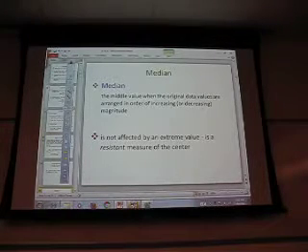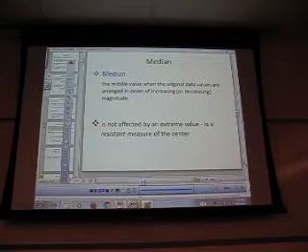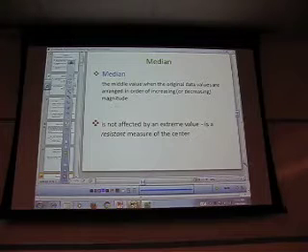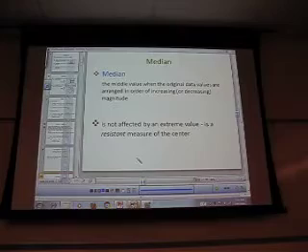Median. Brendan. Median: the middle value when the original data values are arranged in order of increasing or decreasing magnitude. Yes. It is not affected by an extreme value. It is a resistant measure. Yep. And I'm going to try to pull this up now if I can.